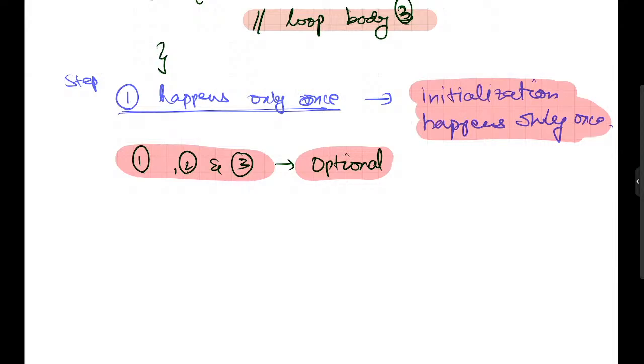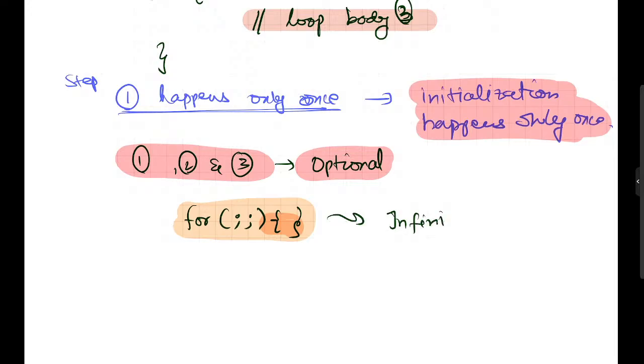So what do I mean by optional? The thing that I mean by optional is that if I write a loop like for, and then close it, a lot of people will think this is invalid. But this is valid in Java, and this is an infinite loop. This loop will keep on running.